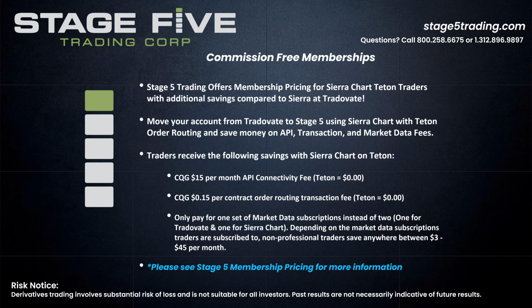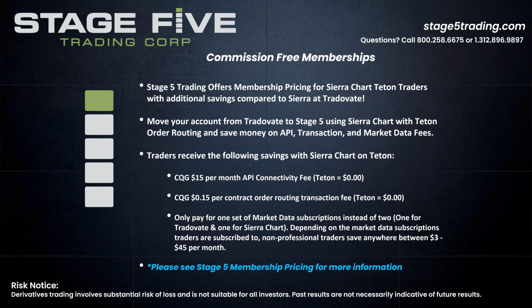So you can get the commission-free membership, you can get the active trader membership, or you can do the no monthly with the higher commissions. But in that instance, I'd probably recommend that you go with the commission special we have here. Otherwise, you'll be losing some money on that one. But yeah, so the commission-free or the active trader will match it. The difference is when you move your account from Trade-O-Vate to Stage 5 using Teton order routing, you get to save money on the API connection fee, the order routing transaction fee, and the market data fees.